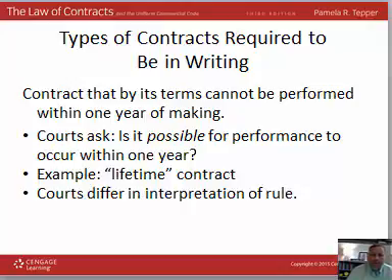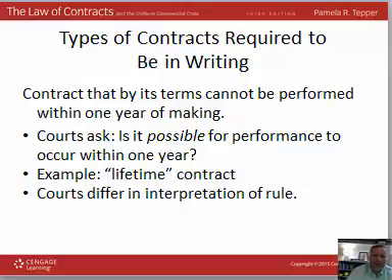Because since the possibility exists that we could die within 1 year, that means it's possible that performance could occur and be completed within 1 year. Your lifetime's less than a year. And therefore, it's not required to be in writing. So in our first instance, a writing would be required because performance could not happen within the year of the making of the contract. In the second instance, lifetime contract, where it looks like it's going to be definitely more than a year, it's possible for that performance to be less than a year, and therefore some courts are going to say that a contract is not required.